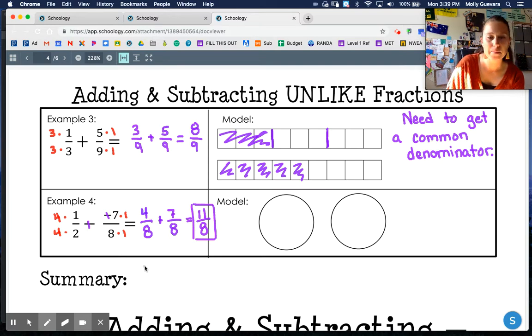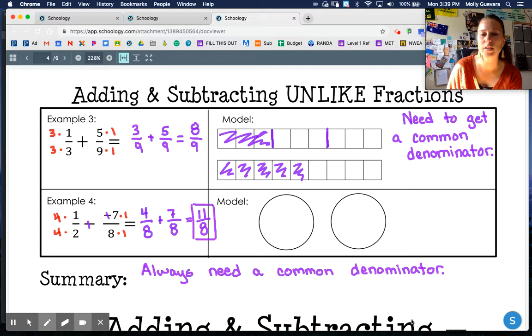So the summary is that you always need a common denominator. So that's our summary on adding or subtracting fractions. You always need a common denominator when you are adding or subtracting. So hopefully that's a good little review.